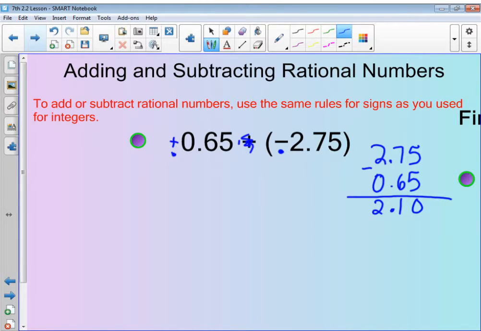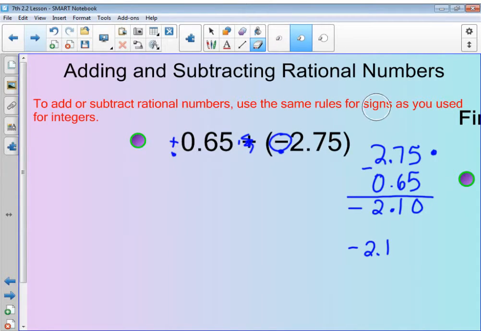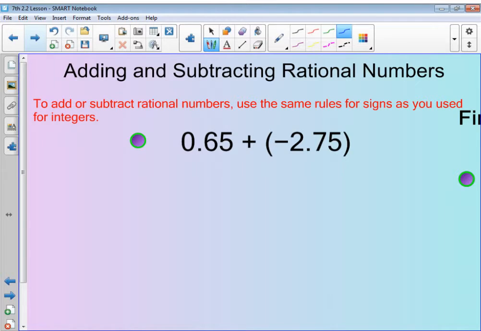So I get 2.10. Now I have to decide if it's positive or negative. So I already said this is the bigger number. It had a negative sign, so my answer is negative 2.1. Okay, we take that extra 0 off. It's called an extraneous 0, which means we don't need it at the end. If we were working with money, yes, you would leave the 0, but anything beyond that, you're not going to leave the 0.